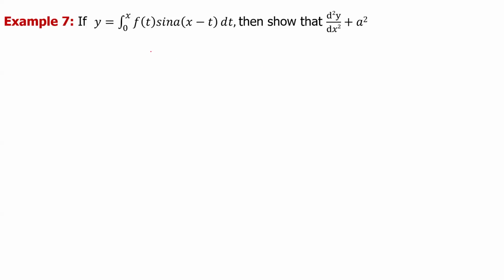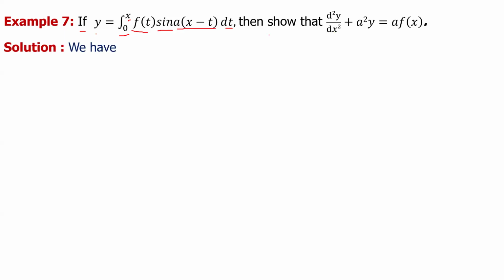In this lecture, we take the example of DUIS rule number 2. The question is, if y is equal to integration under the limit 0 to x of f of t sin a times of x minus t with respect to t, then prove that d2y/dx square plus a square y is equal to a f of x.